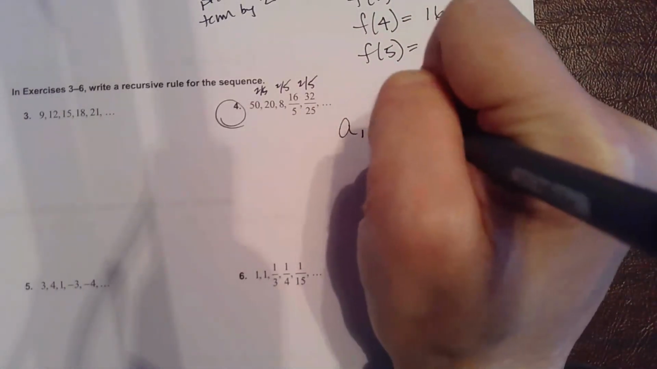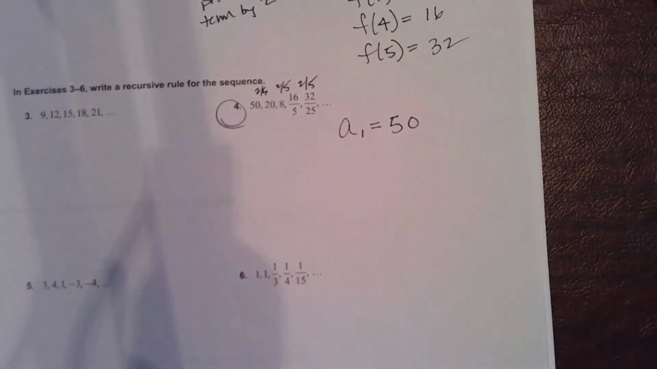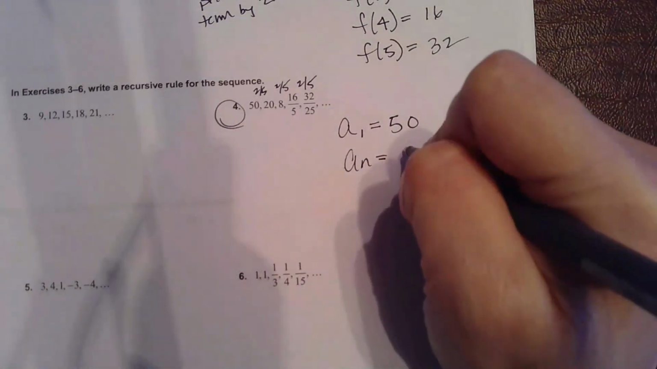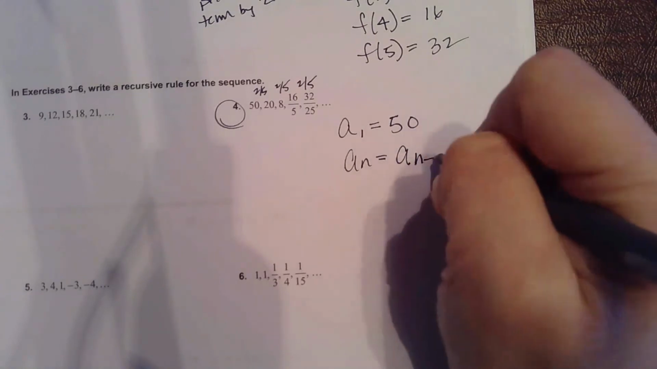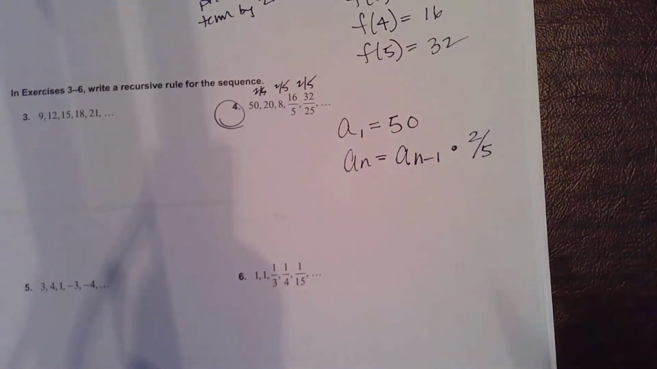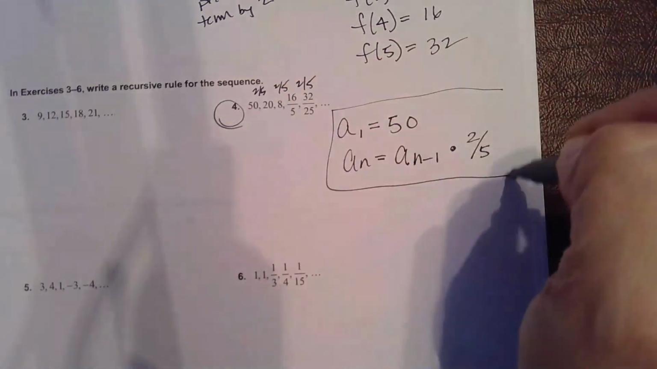So again, you start with your first term. So tell me what the first term is, and then tell me what to do to get to the next term. Well, you take your previous term and you multiply by 2/5. So this is the recursive rule I'm looking for.